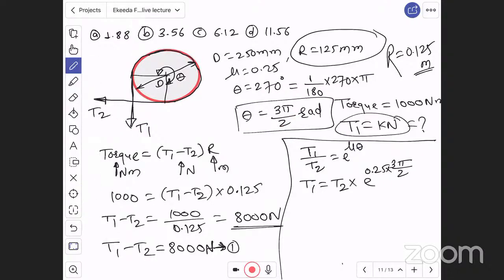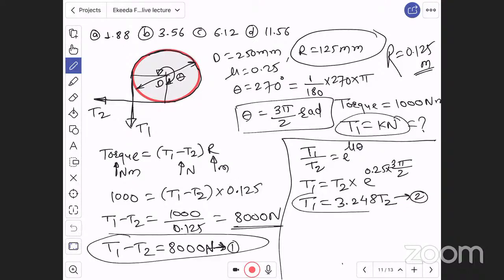Now, if I solve here, I will get the relation between T1 and T2. Solve this and comment. T1 is equal to 3.248 T2. This is your second relation. Now you have two relations and two unknowns. Put equation 2 in equation 1.